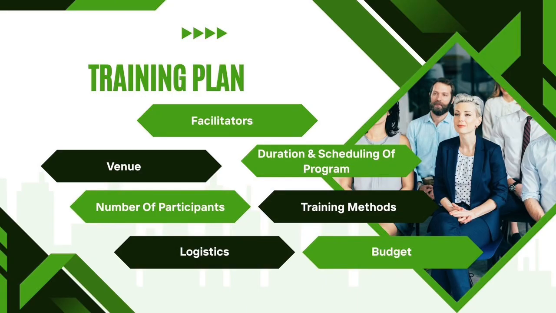The training plan includes several important elements such as the facilitator, venue, number of participants, duration and scheduling, training method, logistic, and budget. Each element is important to make sure the training is well organized. For example, the facilitator guides the participants, the venue provides a suitable learning environment, and the training methods help participants learn through both theory and practice. With a proper training plan, the program can run smoothly and achieve its objective.